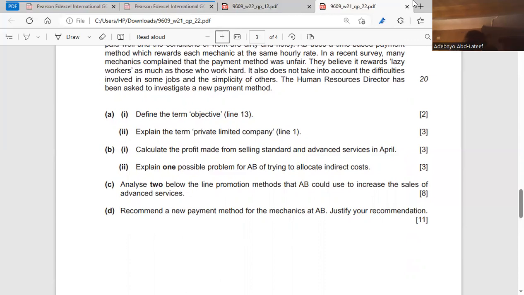Calculate the profit made from selling standard and advanced services. How many marks are the second one? 3 points. So you can give the features of a private limited company. One, shares cannot be transferred. That's the first one. And the second point I make is it has a separate legal identity. So the owners are different from the business. Okay.